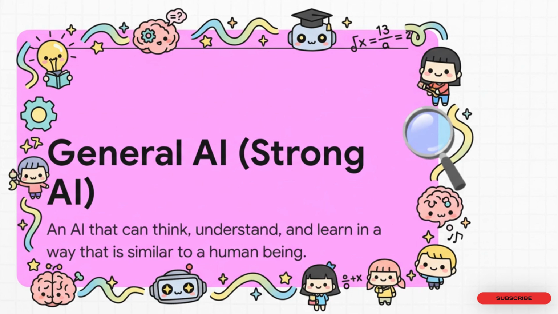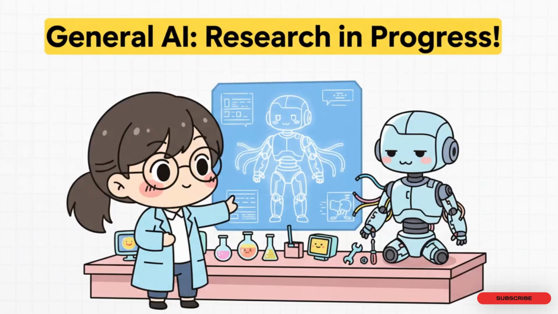It wouldn't just be stuck on one task. It could use its intelligence to solve pretty much any problem, learn a brand new skill, and even think abstractly, just like we can. Now, here is the most important thing you need to know about general AI. It doesn't actually exist yet. It's the big goal for a ton of researchers for sure, but it is still very much in the research and development phase. An AI that can truly think like a person is, for now, something for the lab, not for our living rooms.